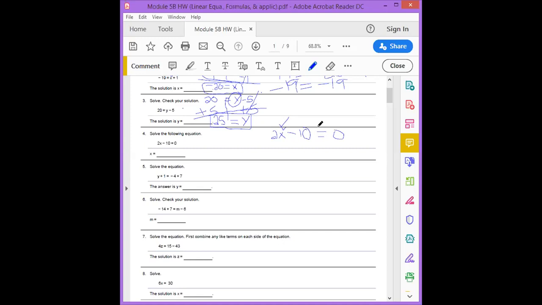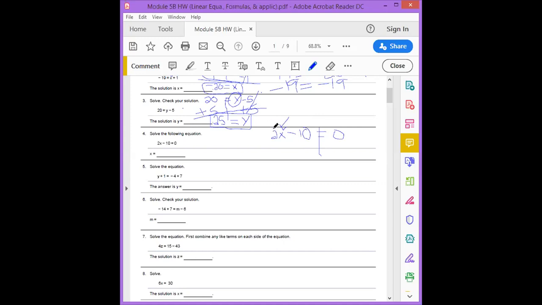But this time, when I look on the left side of my equation, I not only have this number that I'm adding or subtracting, I have a number that's directly in front of the variable. Whenever you see a number and a letter side by side, that means multiplication. So this means 2 times x minus 10.